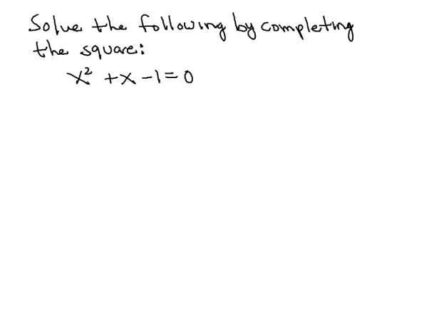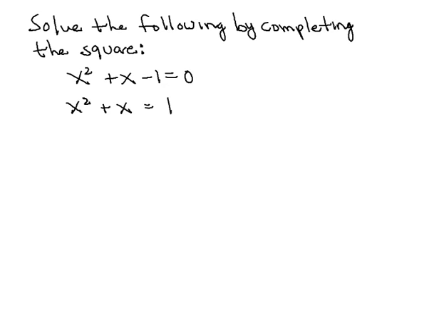Now that we know how to complete the square, we're going to use that process to solve a specific quadratic equation. And the first one we're going to look at is x squared plus x minus 1 is equal to 0. Now what we need to do first is to isolate the x squared and the x term in the equation. So we're going to first add 1 to both sides of the equation.